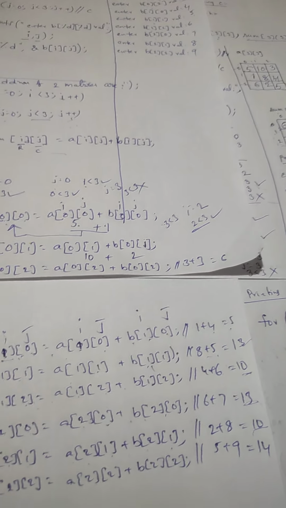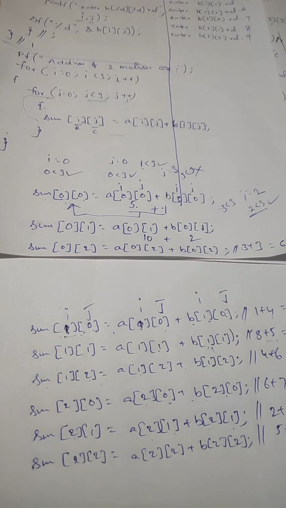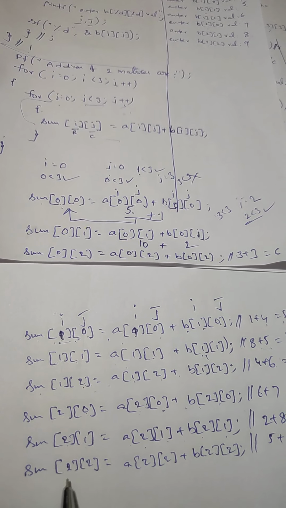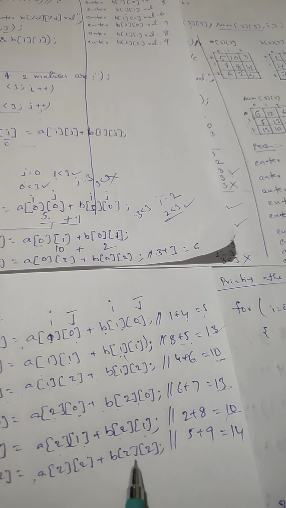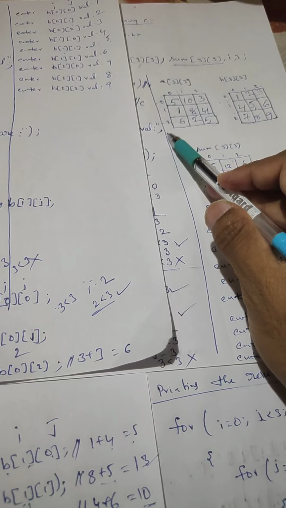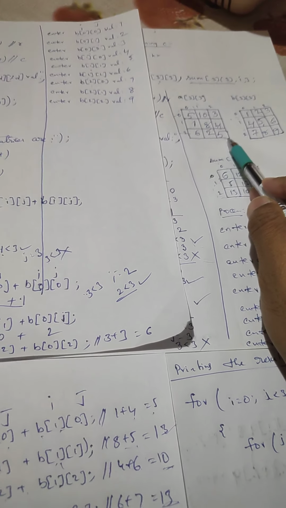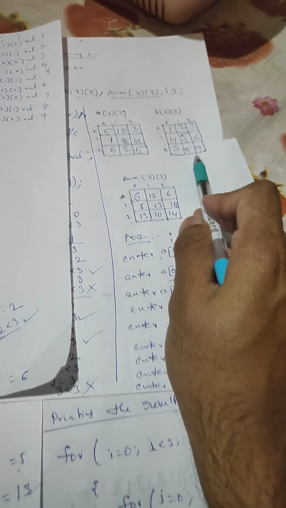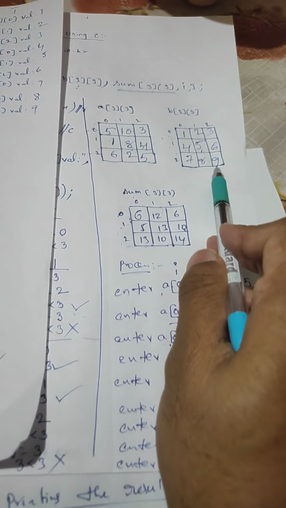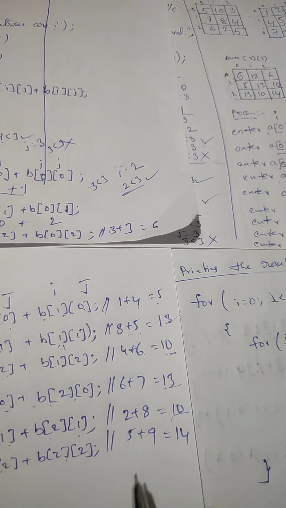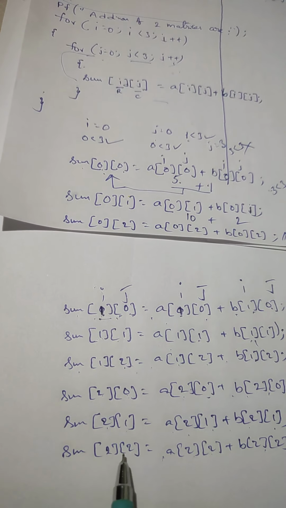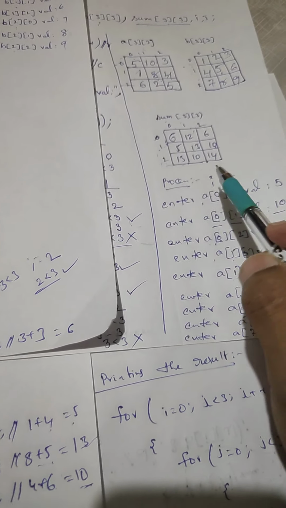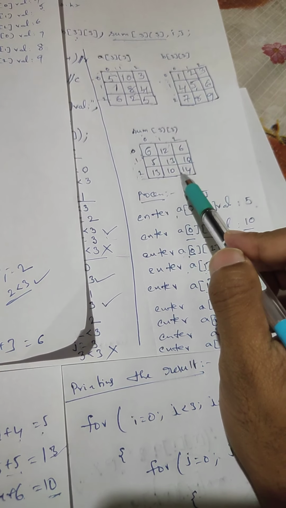And last one, again j plus plus. In that case the j value becomes 2, the I value is 2. Sum of 2 2 is equal to a of 2 2 plus b of 2 2. So what is the value of a of second row second column? 5, and the b of second row second column value is 9. So 5 plus 9 means total 14. That result is stored in where? Sum of 2 2, sum of second row second column.